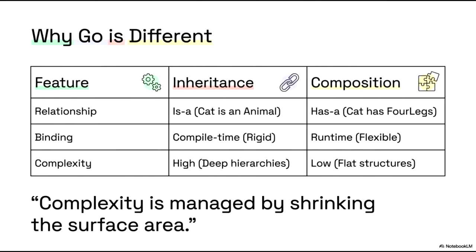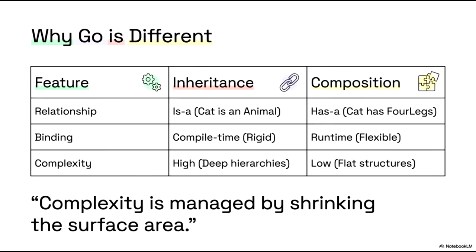To understand why Go stands apart in the landscape of modern programming languages, we must examine its approach to object-oriented design, specifically how it prioritizes composition over inheritance. Traditional object-oriented languages rely heavily on inheritance, which establishes is-a relationships, for instance, defining that a cat is an animal. This model results in compile-time binding, which is inherently rigid, and often leads to high complexity due to deep interlocking class hierarchies. Go, conversely, favors composition.